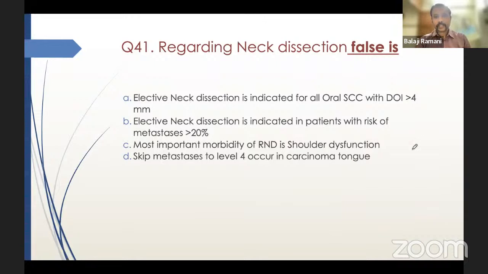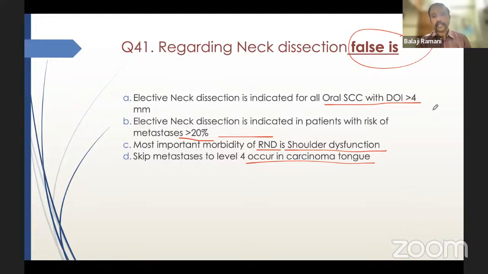Regarding neck dissection, elective neck dissection is indicated for all squamous cell carcinomas with depth of infiltration more than 4 millimeter. It is indicated when the risk of metastasis is more than 20%. The most important morbidity as far as RND is concerned is shoulder dysfunction, and skip metastasis to level 4 occurs in carcinoma of the tongue. Which is the false statement here?